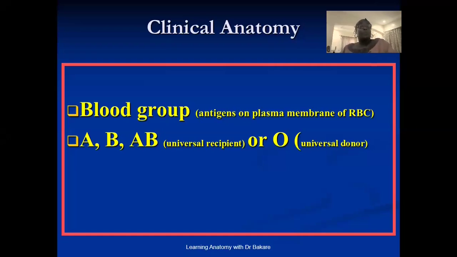So it means that blood group A can receive from another blood group A because they have the same antigen on their plasma membrane, and also blood group B can receive from another individual with blood group B because they also have the same antigen on their plasma membrane. Blood group AB is a universal recipient because they have the antigen AB, which means that they can receive from blood group A and blood group B because they have A and B antigens on their plasma membrane.